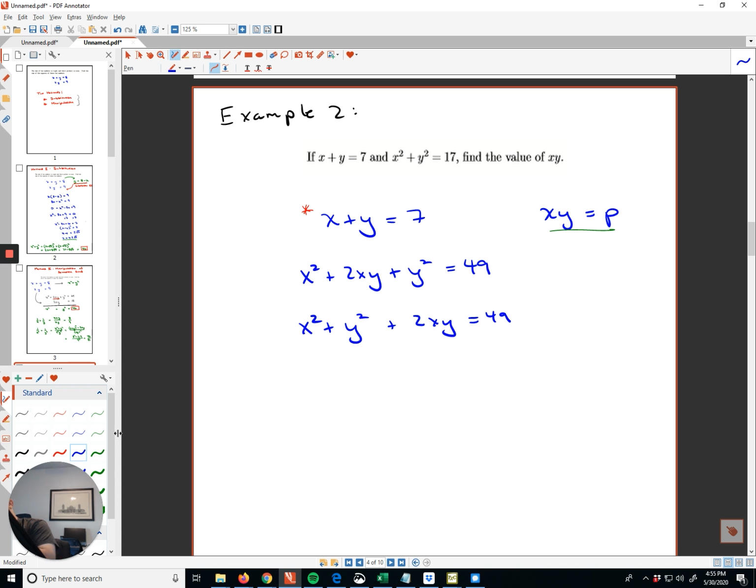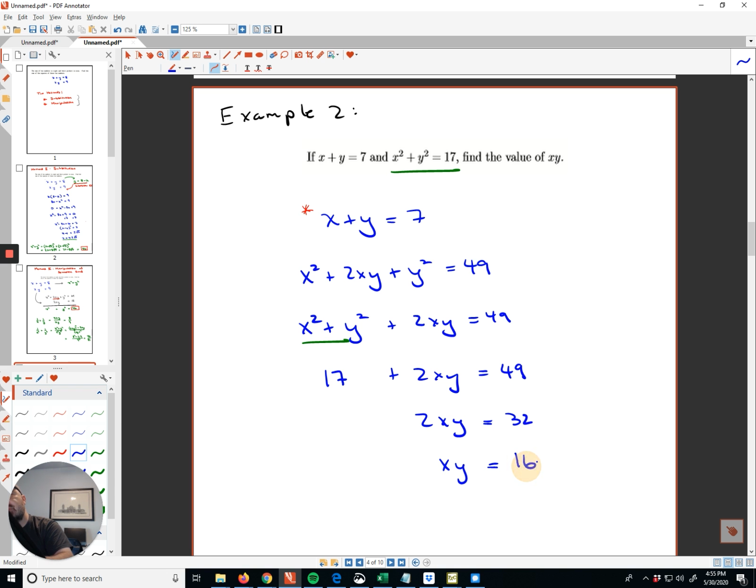And we know that x squared plus y squared is 17. And then we have 2 times the product xy. Actually, I'm not going to bother with this substitution. I sometimes do, sometimes don't. And we have 17 plus 2xy is 49. So 2xy equals 32. And x times y equals 16.